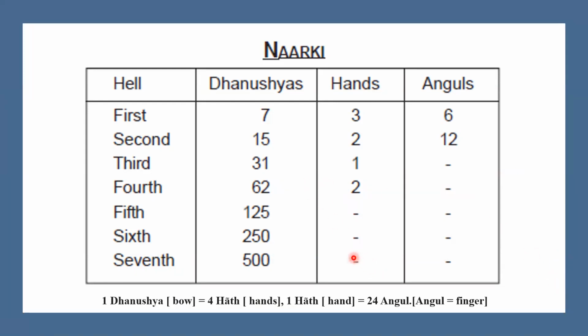As you go down from the first to seventh narak, the height of the jeeves keeps on increasing. In the first narak, the height of the jeeves is 7 dhanushya, 3 hands and 6 anguls. In the second narak, it increases to 15 dhanushya, 2 hands and 12 anguls. As you go down, in the sixth narak you have 250 dhanushya, and in the seventh narak you have 500 dhanushya. The reason the height increases is, the more the height, the more the body, the more the pain. That is why the height keeps on increasing as you go down to the seventh narak.